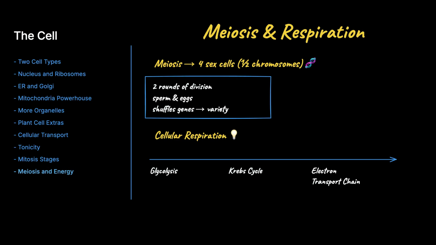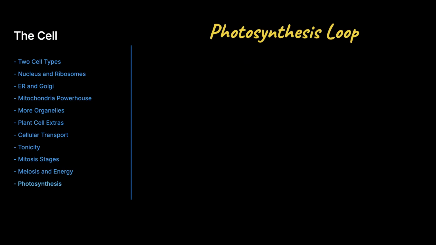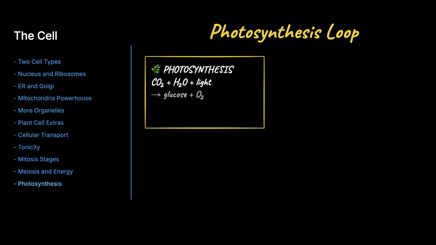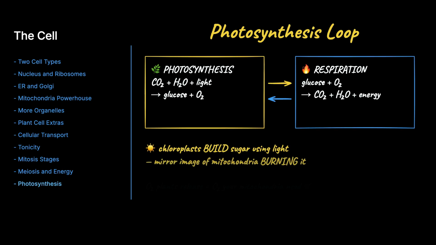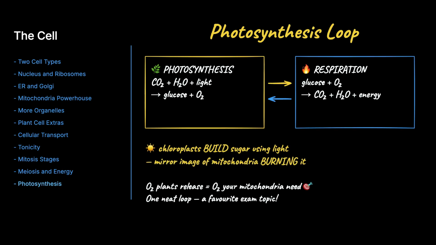And remember how cells get energy. Cellular respiration breaks glucose down through glycolysis, the Krebs cycle, and the electron transport chain. Plants run the whole thing in reverse through photosynthesis. Inside chloroplasts, they capture sunlight to turn carbon dioxide and water into glucose and oxygen. So respiration burns sugar for energy, while photosynthesis builds sugar using light. They are mirror images, and the oxygen plants release is the very oxygen your mitochondria need. A neat loop the exam tests.